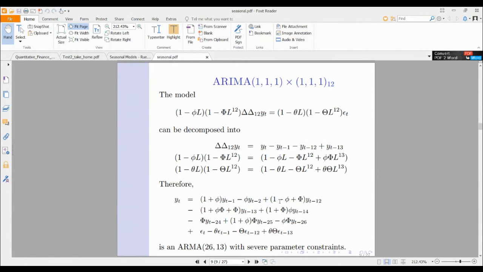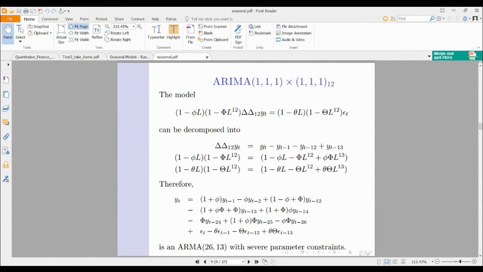So for example, imagine you had monthly data instead of quarterly. So a model like this, so it's an AR 1, differenced, MA 1, and the seasonal part is still 1,1,1, with a period of 12, so you're differencing 12 times. So you're taking the acceleration of the year-over-year growth of monthly data. And you can see it right there. You're taking the acceleration of a year-over-year change.